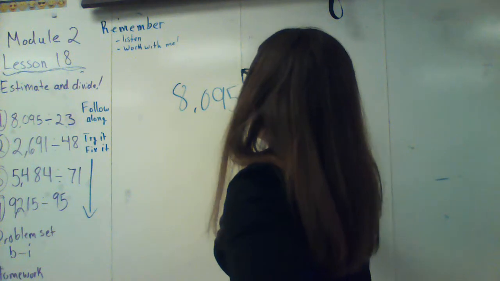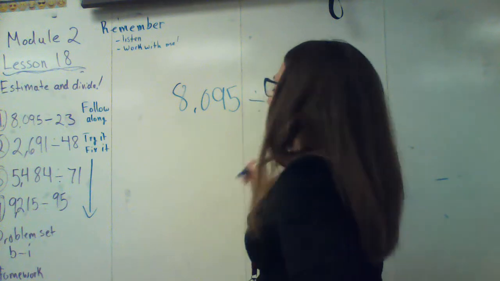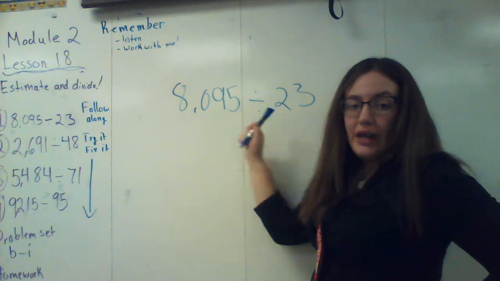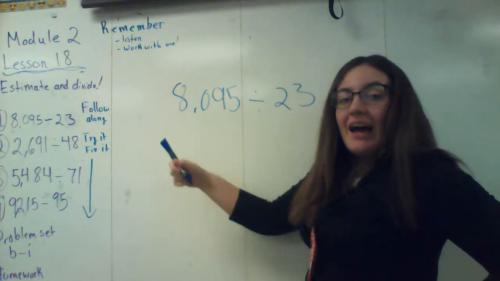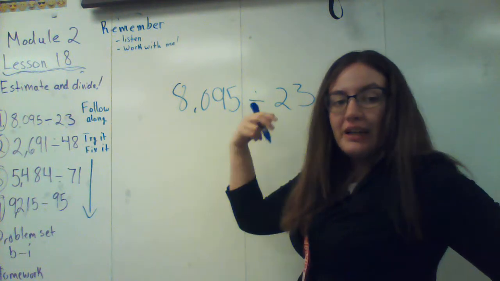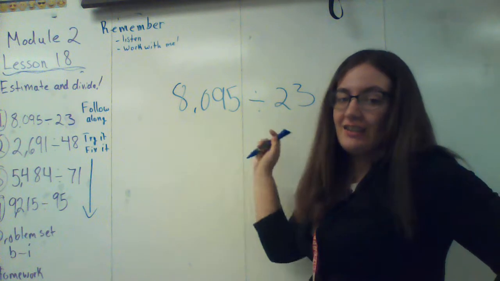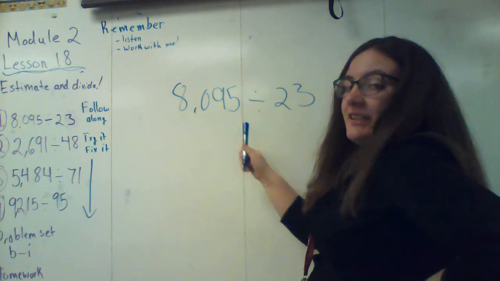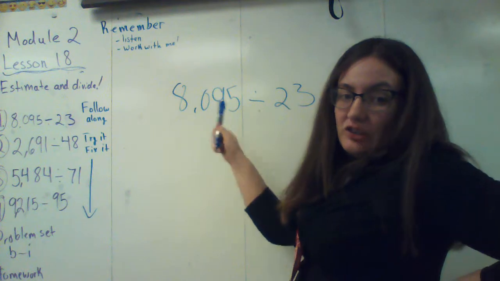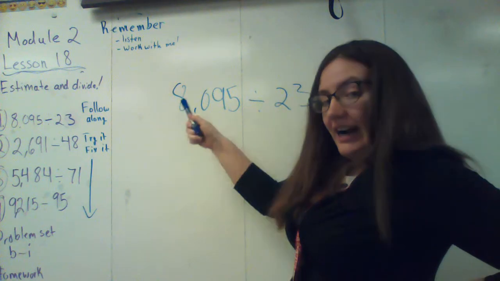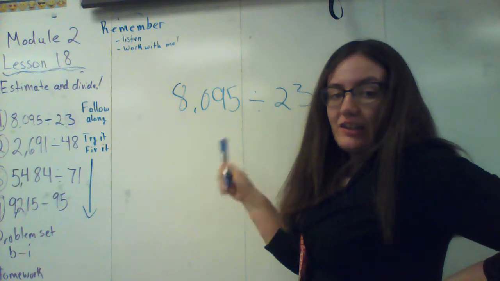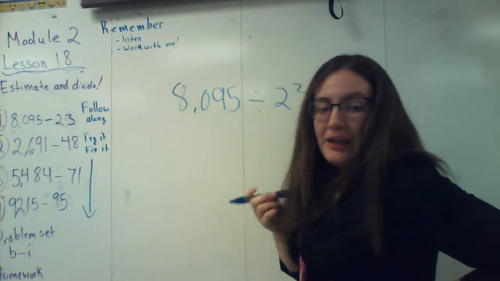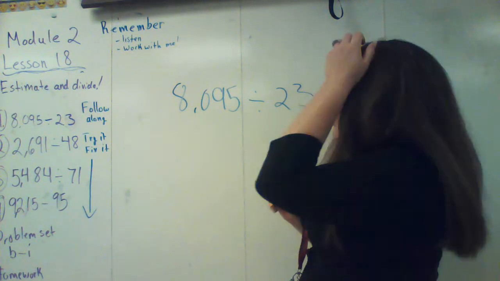8,095 divided by 23. Now, just like last week, what we're doing with these problems is we're going to round both of these factors, and then we're going to divide them so that we can get an estimate of what this answer would be close to at least. And the reason why I'm doing this is so that when I actually start dividing these, because we're actually going to start dividing problems like this starting in lesson 19, having these estimates is going to help me figure out if my answer is reasonable or not.